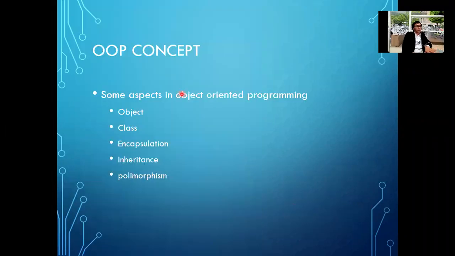Now, in object-oriented programming concept, basically there are 5 aspects. Okay? The first aspect is the object, and the second aspect is the class, and the third aspect is the encapsulation, and the fourth aspect is the inheritance concept, and the fifth aspect is the polymorphism aspect. Basically, this is the main aspect of the object-oriented programming.